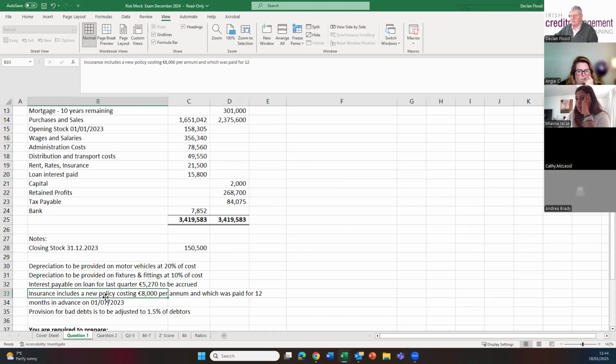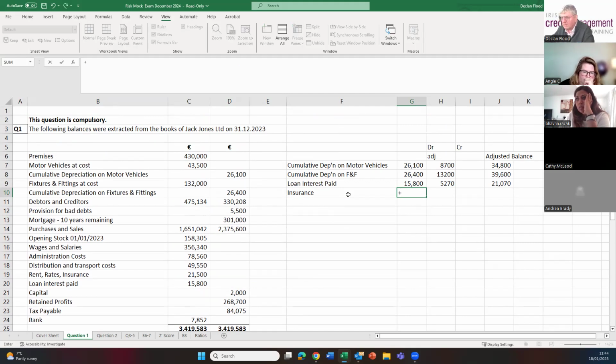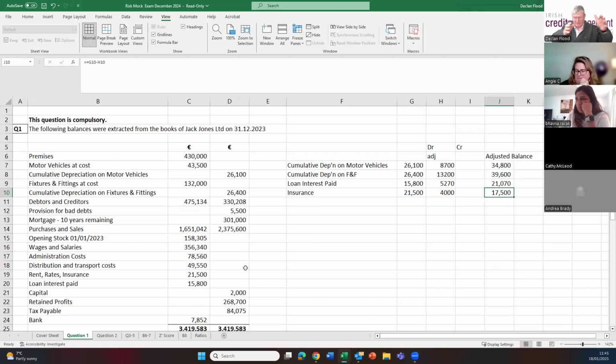The insurance includes a policy costing 8 grand, which was paid on the 1st of July. So now we have insurance. My insurance is 8,000. Where's my insurance? Rent, rates and insurance. There it is there. So I know that includes 4,000 that relates to next year. So now I'm going to have to reduce the charge for this year, because 4,000 of the 8,000 relates to this year. So that's an expense for this year. And the other 4,000 relates to next year. So that becomes a prepayment, something I have paid this year that relates to next year. So that is my insurance.